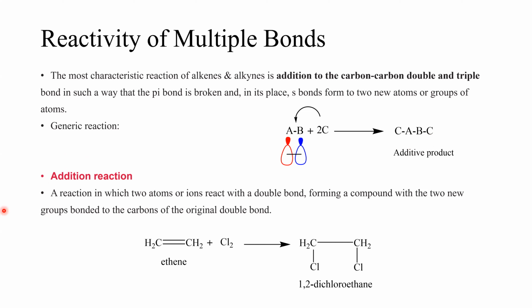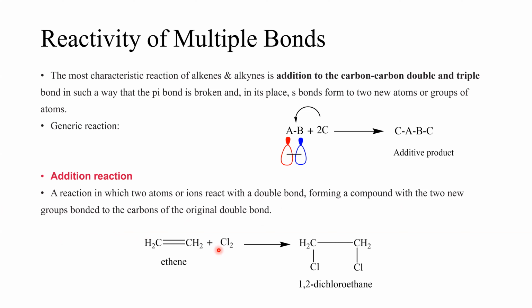So, addition reaction: a reaction in which two atoms or ions react with a double bond, forming a compound with the two new groups bonded to the carbons of the original double bond, right? So what does it mean? We can explain it with an example.